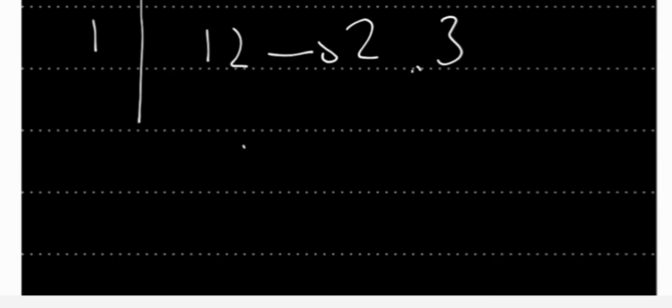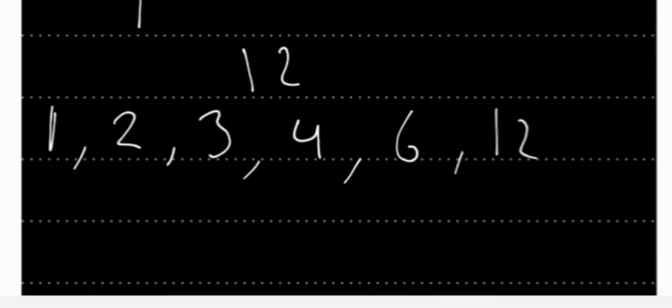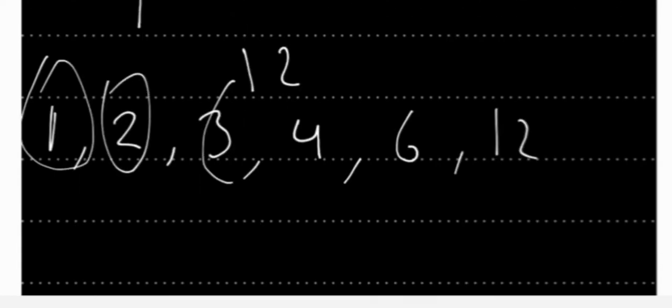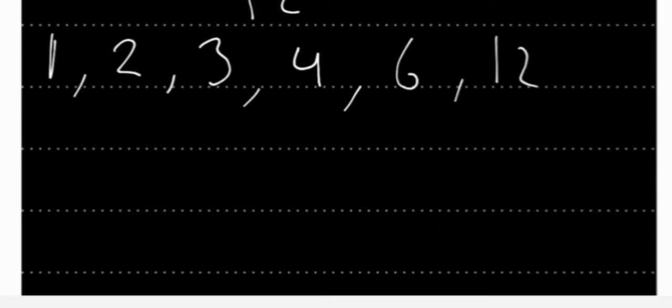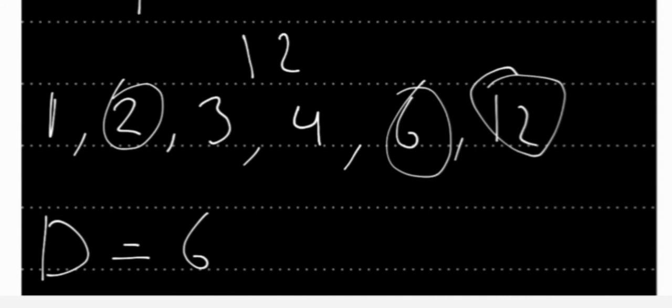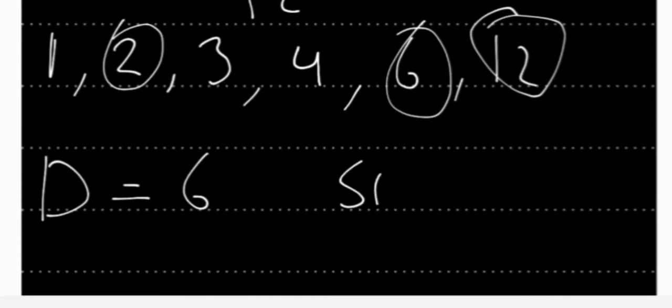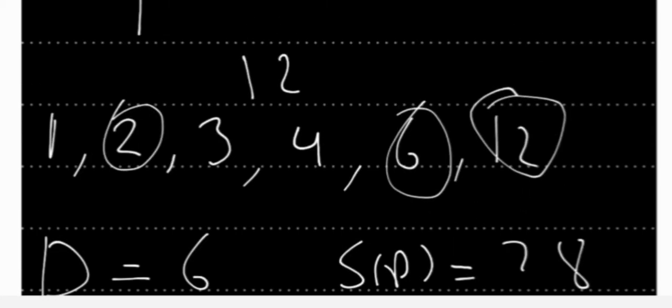Now, the divisors of 12 are what? The divisors of 12 are 1, 2, 3, 4, 6, and 12. So easy, right? You have 1, 2, 3, 4, 5, 6. So the number of divisors is equal to 6. Their sum is 12 plus 6 plus 2 is 20, 28. So the sum is equal to 28. But this is not our objective.